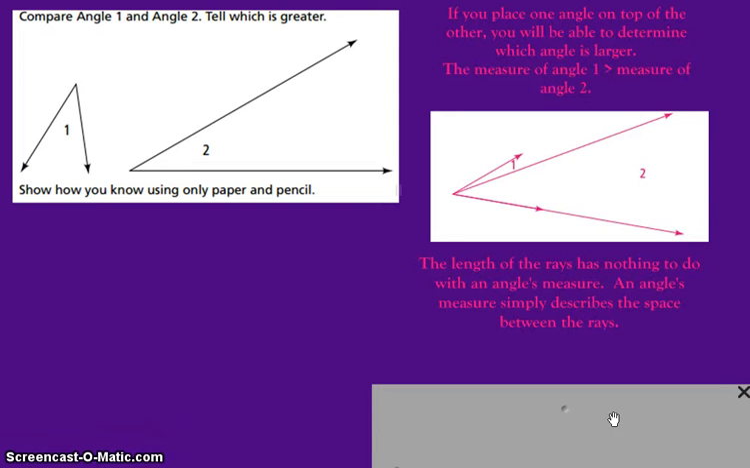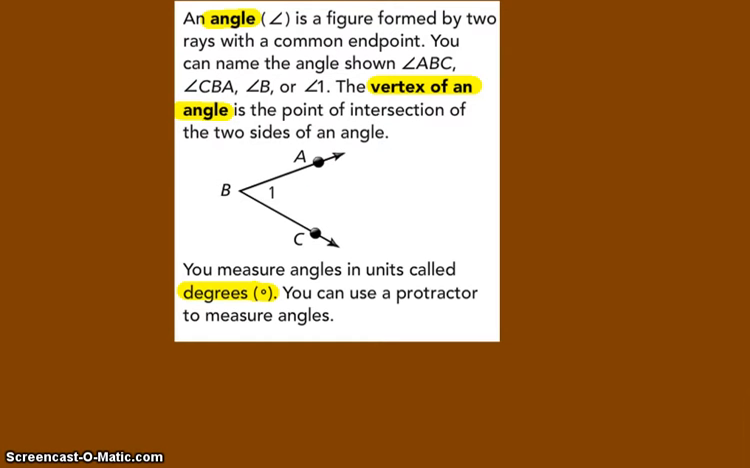The length of the rays have nothing to do with the angle's measure. The angle's measure simply describes the space between the rays. An angle is a figure formed by two rays that have a common endpoint. That endpoint is known as the vertex. We measure angles in what are called degrees. We're going to use a protractor that measures degrees.